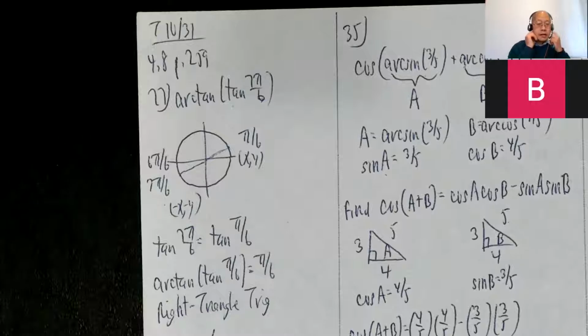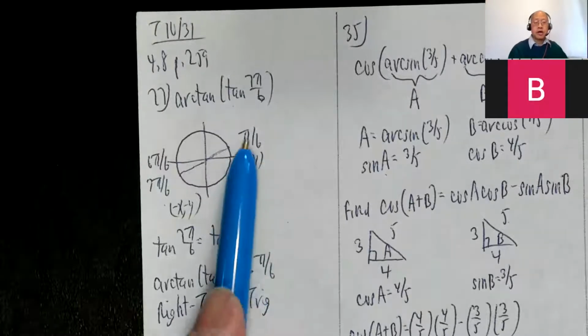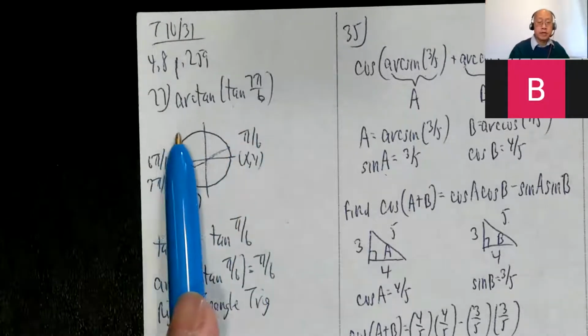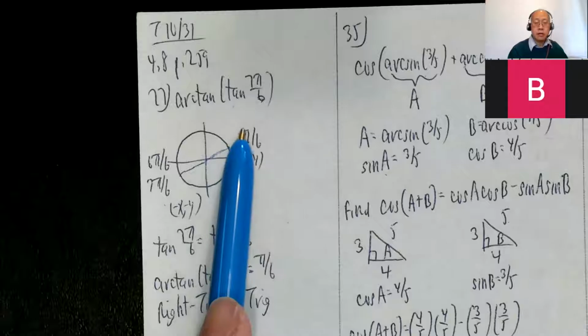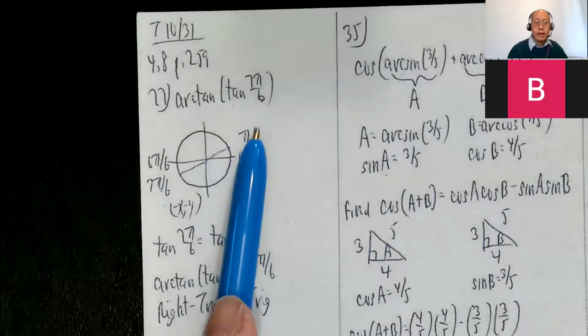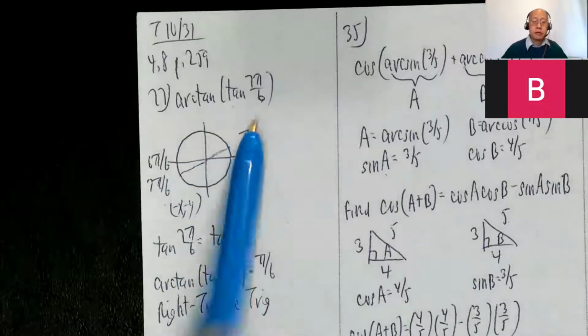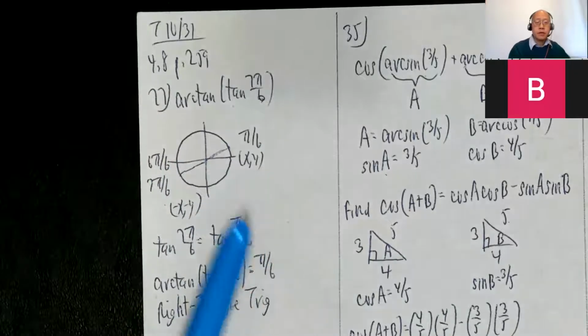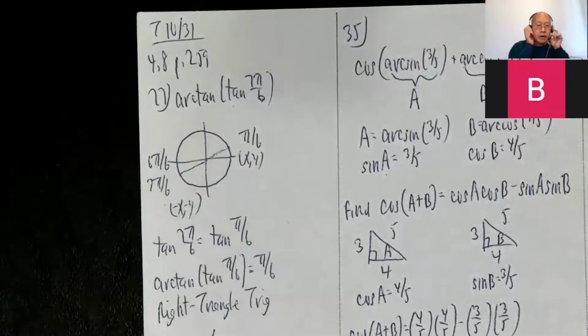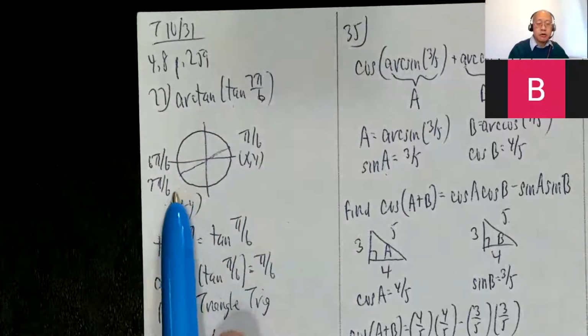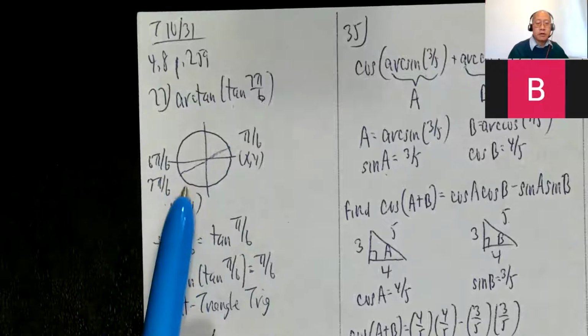Okay, arctan of tangent 7 pi over 6, number 27. It's a little bit tricky. You might think, oh, 7 pi over 6. Well, let's try it. What is the tangent of 7 pi over 6? I'm over here. Okay.